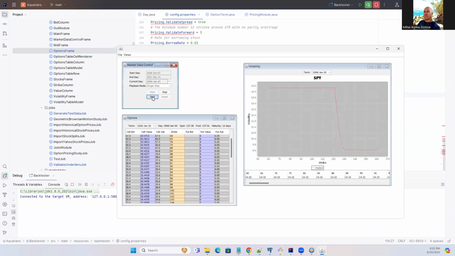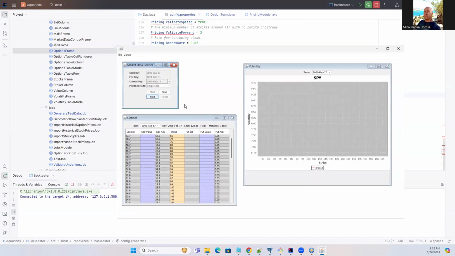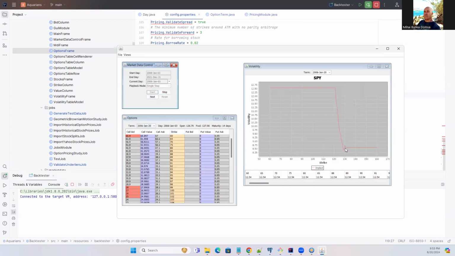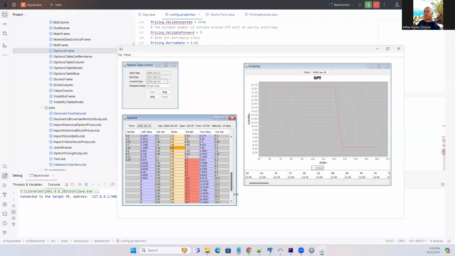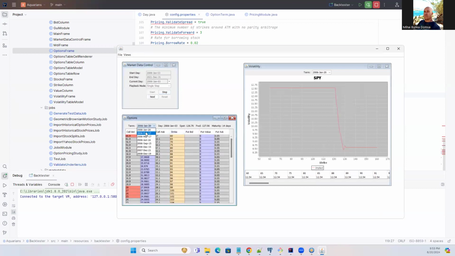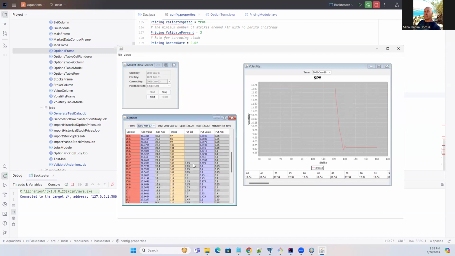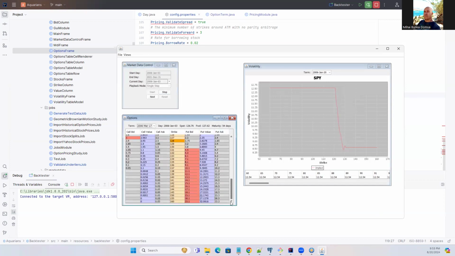If you play the data, you essentially get day by day a view of how it looks. So let's reset and start from the beginning. And let's explain a bit what we have here. We see the options data. We have different terms. For each term, let's say 2006, March 17, we see calls, bid and asks, and puts.